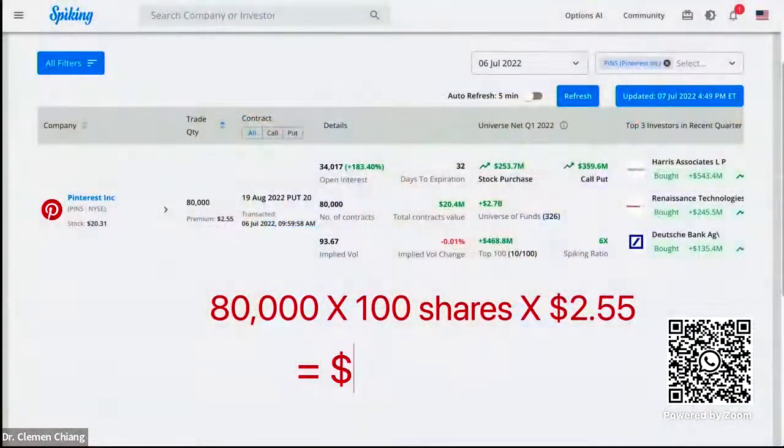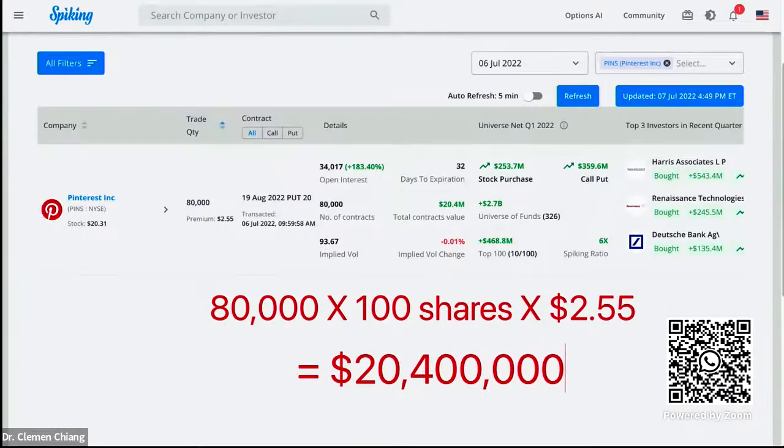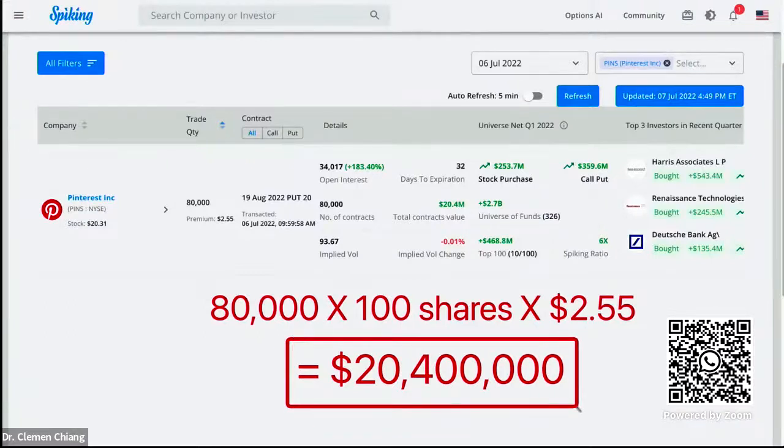So I'm pressing on my calculator right now. 80,000 multiplied by 100 shares, because each contract represents 100 shares, multiplied by 2.55. All right? So the answer is $20.4 million. So I come back here and put $20.4 million. All right? So every step we go out there to verify the numbers. So we say, okay, confirmed, there's $20.4 million.